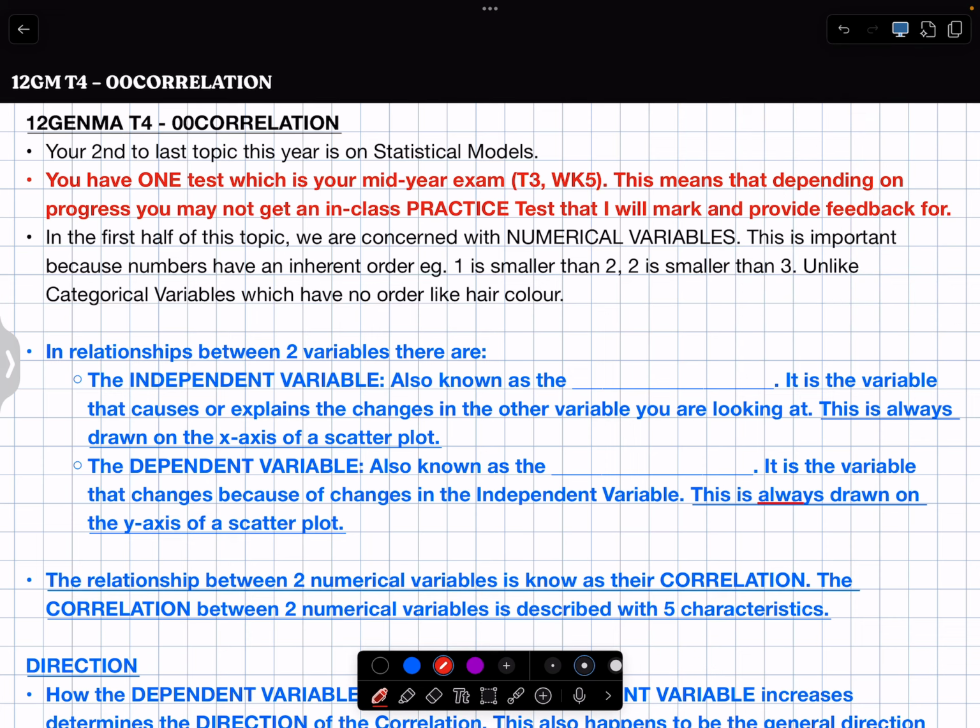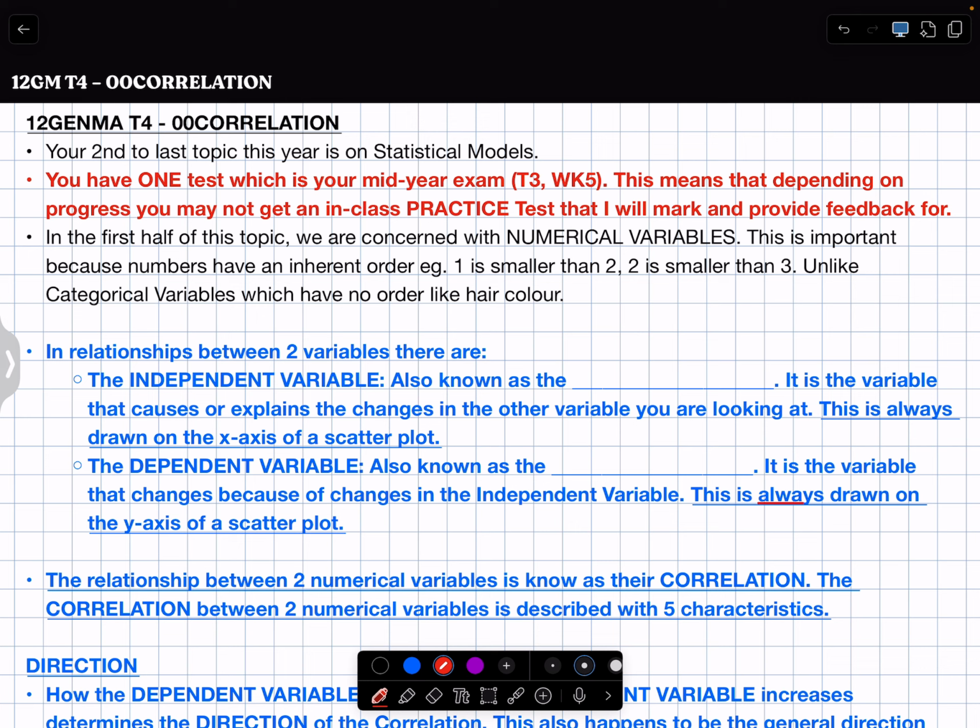All right, your second to last topic of the year is on statistical models, just call it statistics. You have one test, which is going to be your mid-year exam, which is in week 5. What does that mean? I didn't get to decide that time. I was told that by senior leaders. So what does that mean?